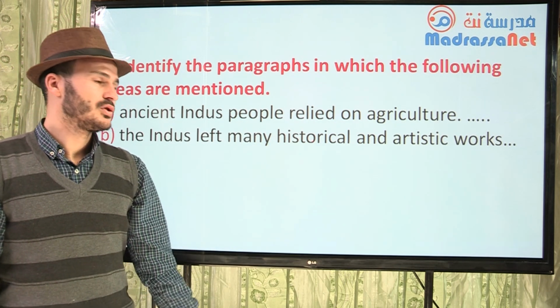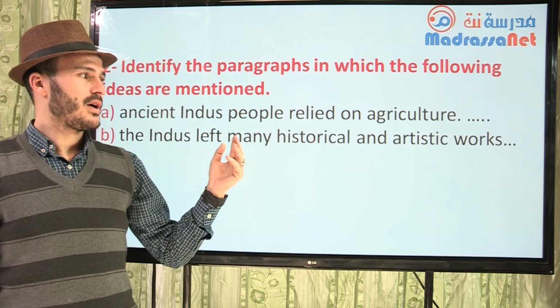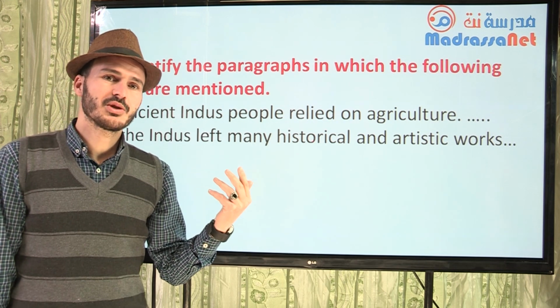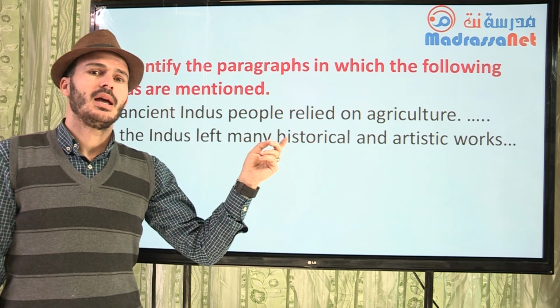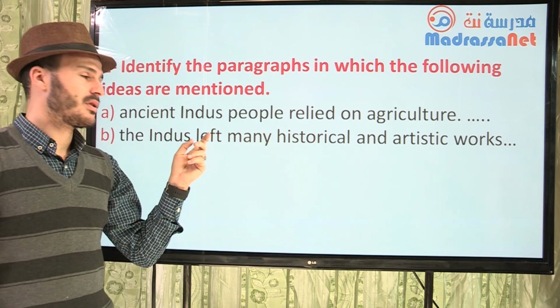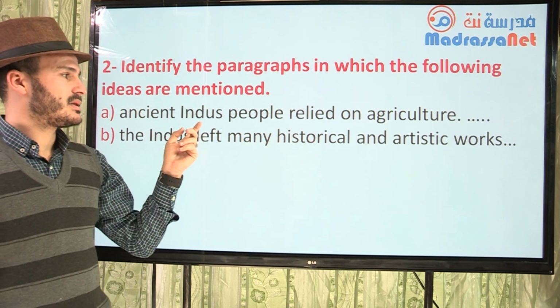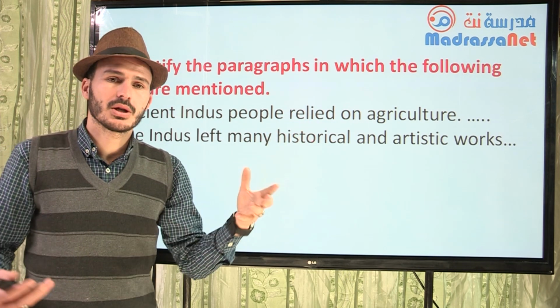So you go back to the text and find in which paragraph every idea among the ones between our hands is mentioned. Let's begin with the first idea. Ancient Indus people relied on agriculture.